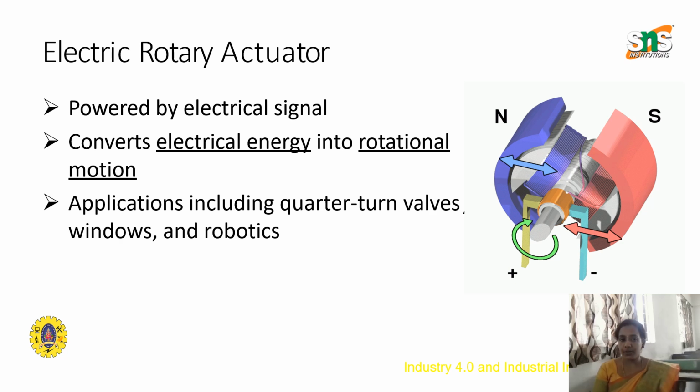Electric rotary actuator means using electrical energy, an electrical signal, the final output will be a rotary movement of the machine. It is also powered by an electrical signal. The main applications of this one include quarter turn valves, windows, and also sometimes robotics. So this usually converts the electrical energy into rotational motion.